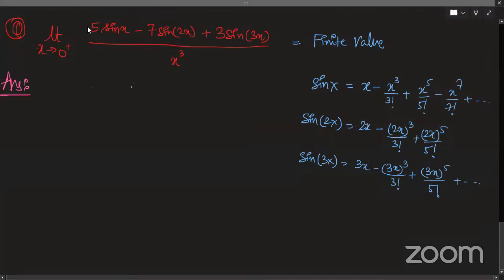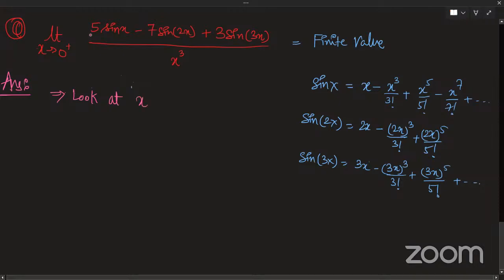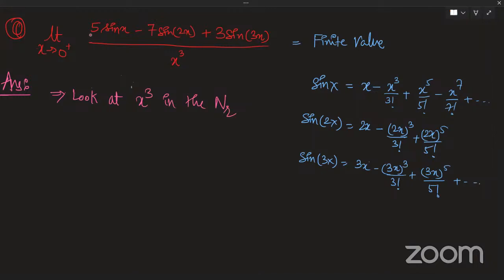Now tell me this. When I'm trying to take 5 times sine x, I have this infinite expansion of sine x. My first term is 5 sine x. If I multiply this whole expansion by 5, what is the coefficient of x cube that I will be getting?